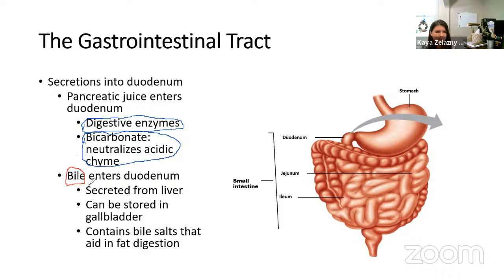Bile is coming from the liver and sometimes the gallbladder, which is a storage organ. It's going to be entering the duodenum, mixing with the chyme coming from the stomach and the pancreatic juice coming from the pancreas. The bile is going to contain a lot of these things called bile salts. As we talk about lipid digestion specifically, we'll talk about what those bile salts are doing in greater detail.